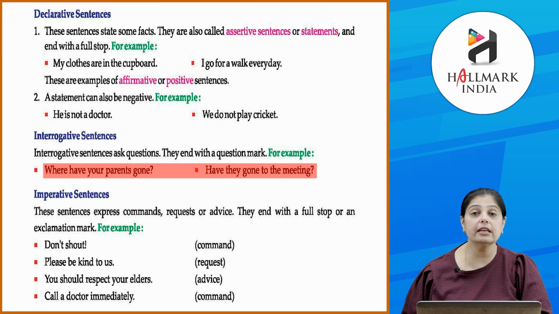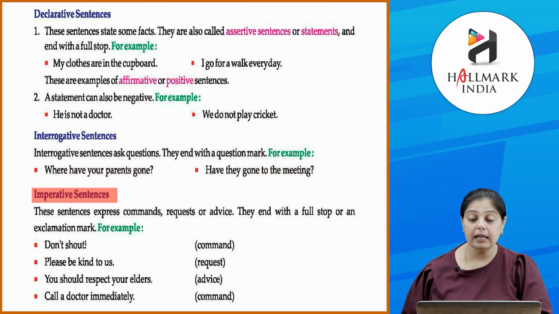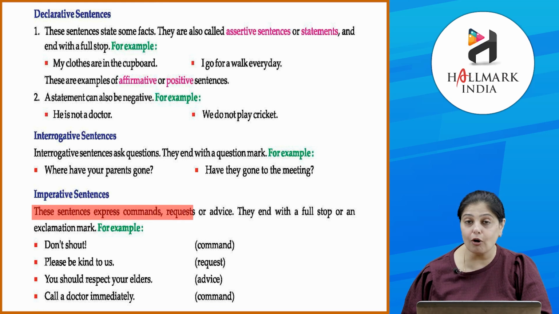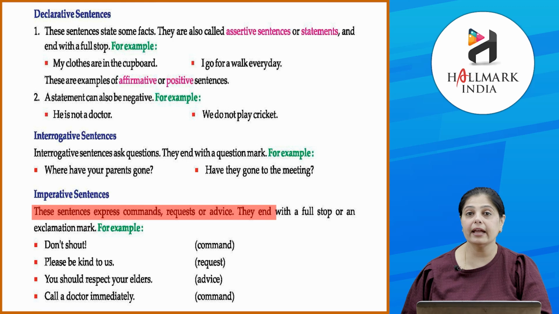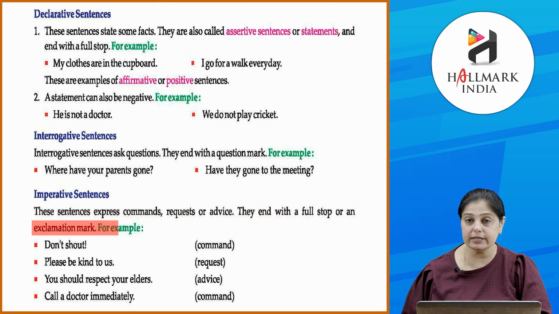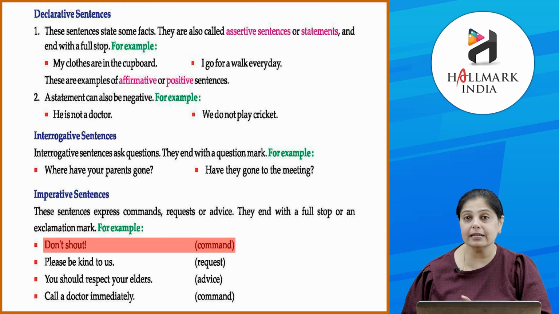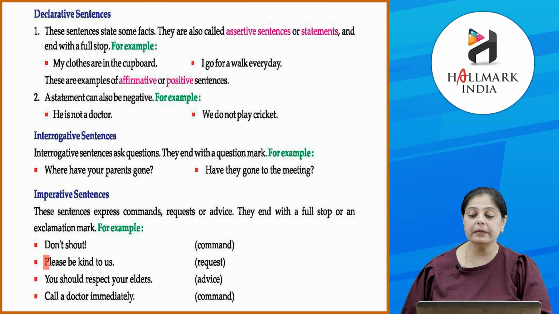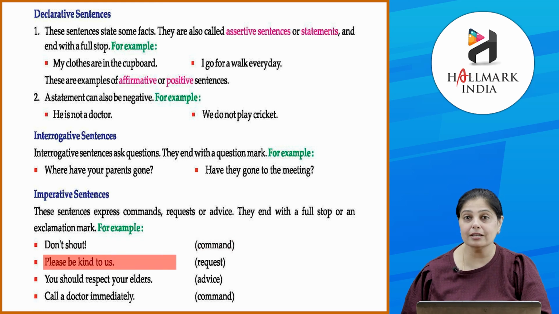Alright. Next is the imperative sentences. Now these sentences express commands, requests or advice. They end with a full stop or an exclamation mark. Like for example, don't shout. Okay, this is a command. It ends with an exclamation mark. Please be kind to us. So it's a request. Okay, please word आया है उसमें.